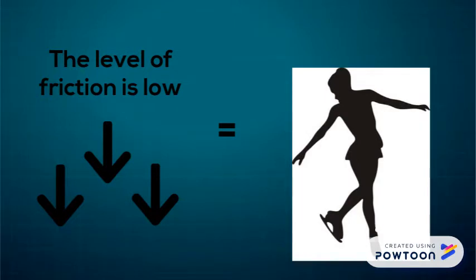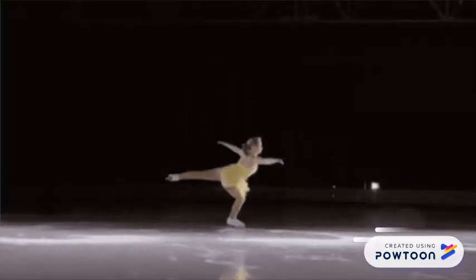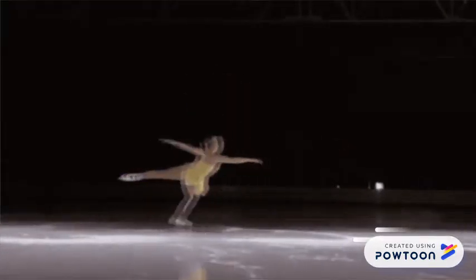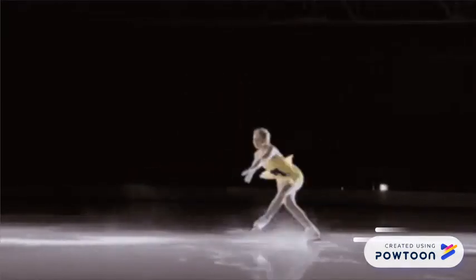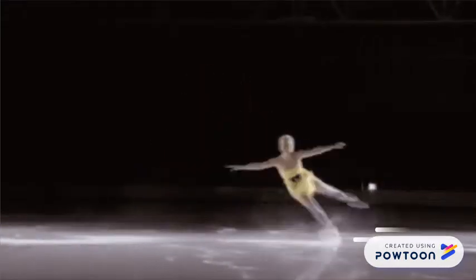At the same time, if there was no friction at all on ice, skating would be impossible, because it is the friction between the skate and the ice when a skater pushes off that starts the motion to begin with, and friction is also what allows a skater to ever come to a stop.